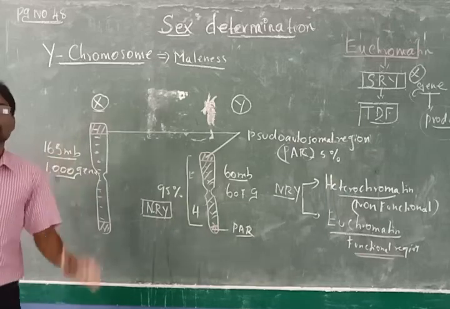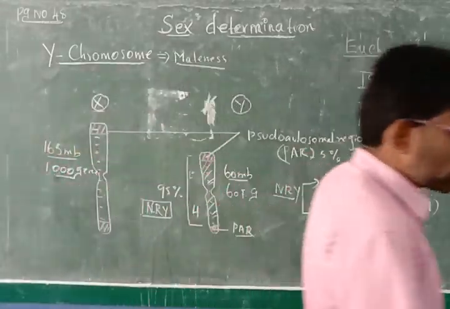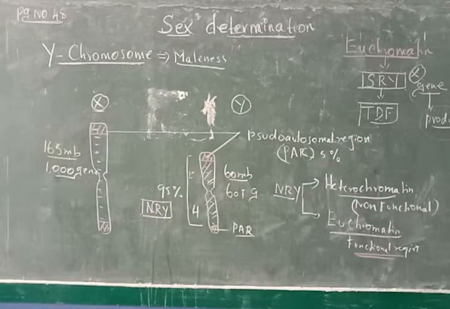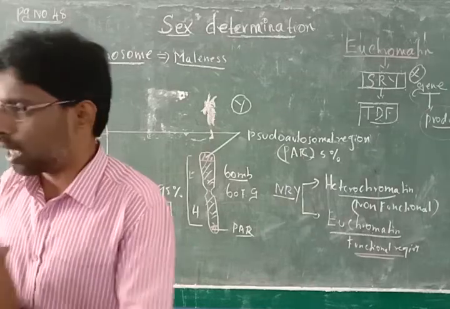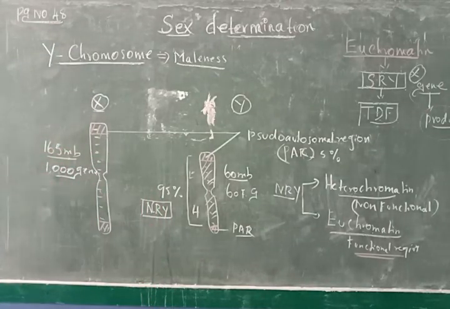So far what we have studied is sex determination. In sex determination we studied what is autosome, what is allosome. In allosome we studied what is homomorphic, what is heteromorphic, what is homogametic, what is heterogametic. And we studied heterogametic male, heterogametic female. In heterogametic male we studied two things, XO and XY system of sex determination. And next part, in female heterogametic, ZO and ZW.